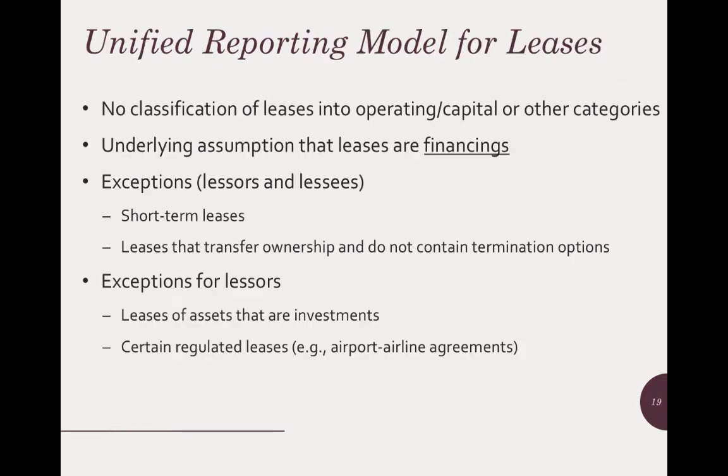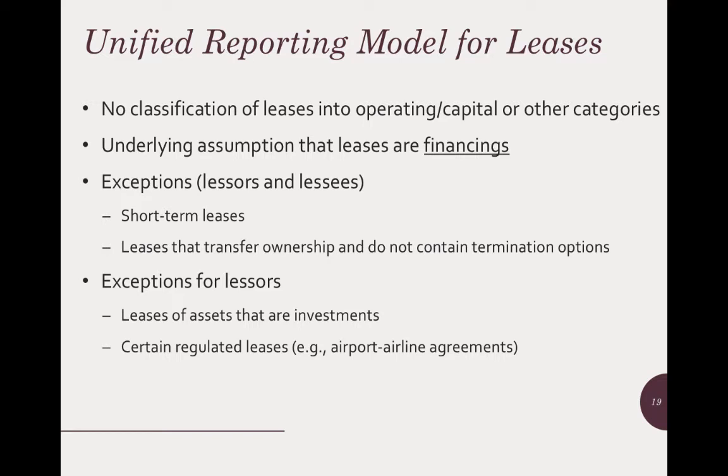So the basic thing to remember about Statement 87 is that it gets rid of the operating capital distinction and brings a basic assumption that all leases are financings. So, except for specific things that are excluded, all leases should be treated as capital leases effectively. The exceptions that I will talk about a little bit more are what are called short-term leases under Statement 87, and also leases that transfer ownership and that don't contain termination options. Those are sales of assets and not leases.